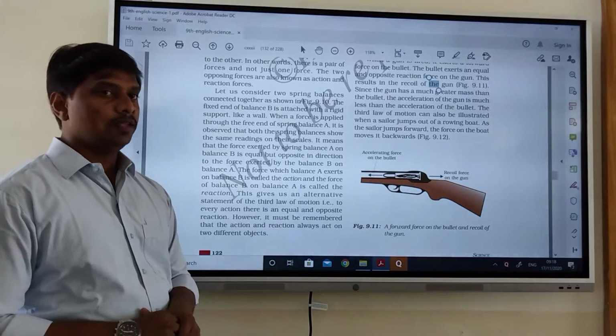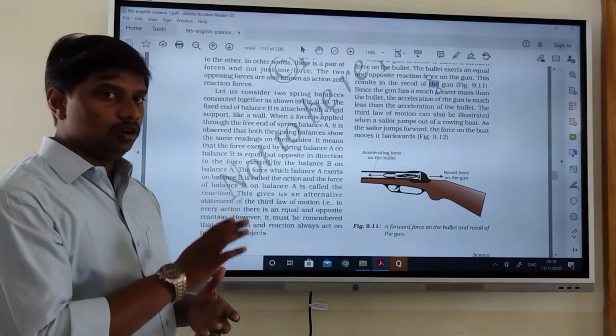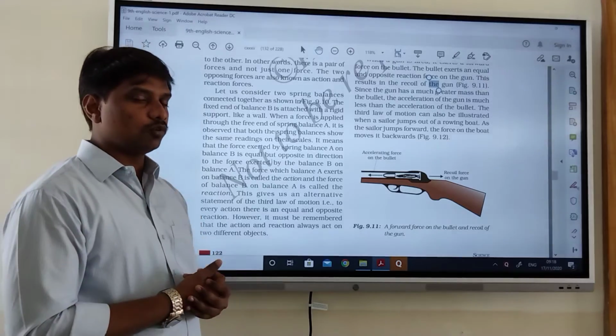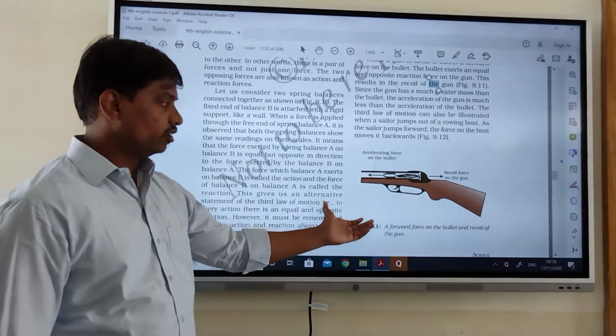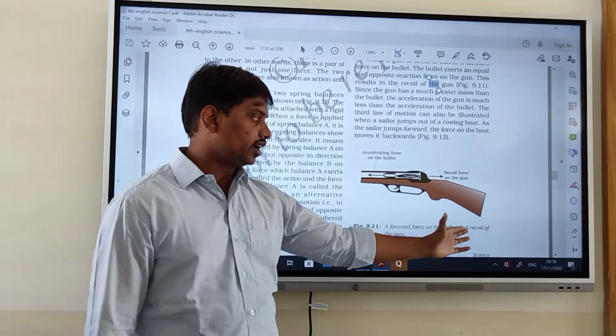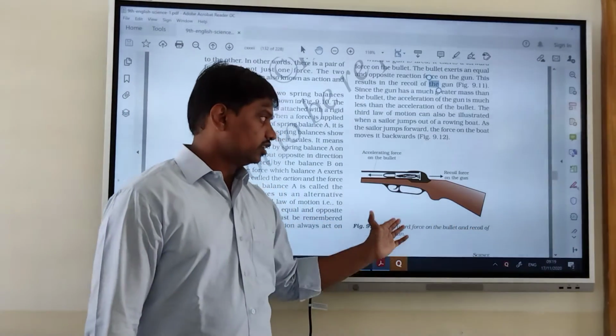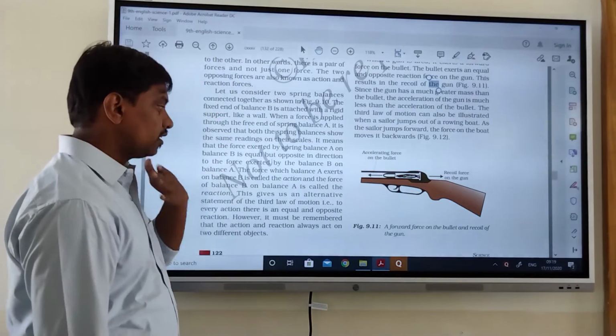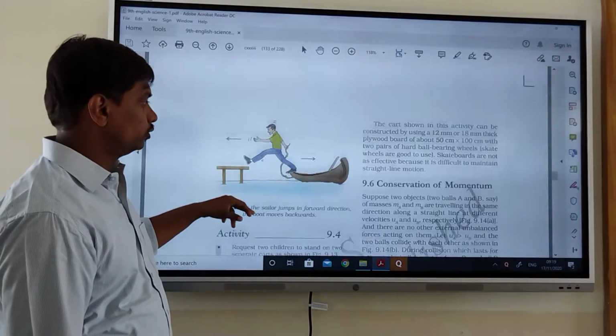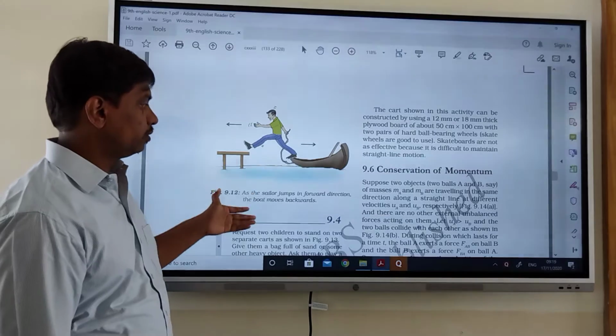If we hit the ball with the ball, then it will come back with the same force only. So this is one example for the third law of motion, and here they have given the forward force of the bullet and the recoil of the gun is also an example for the third law of motion. Okay. So they have given examples also.